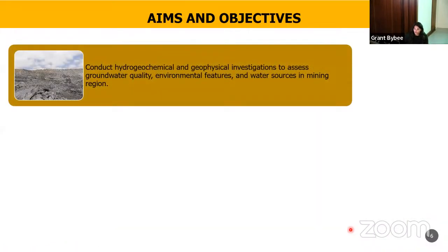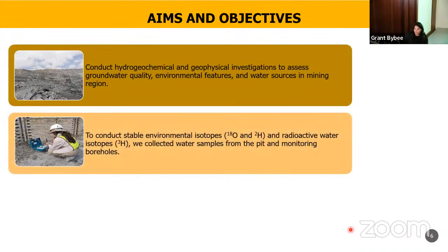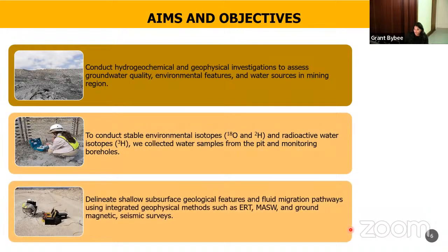To find all those causes, we had to conduct hydrogeochemical and geophysical investigations to assess our groundwater quality and find the water sources. To do this, we used stable isotopes, which are 18O and 2H, and also radioactive isotopes, which is 3H, or tritium. We also used various geophysical methods, including resistivity, surface wave analysis, and magnetic and seismic surveys.